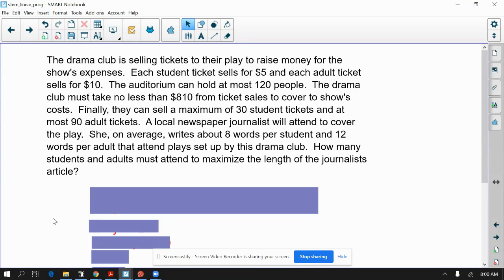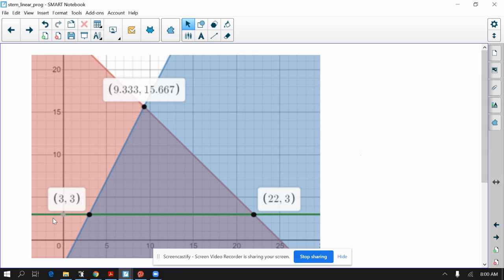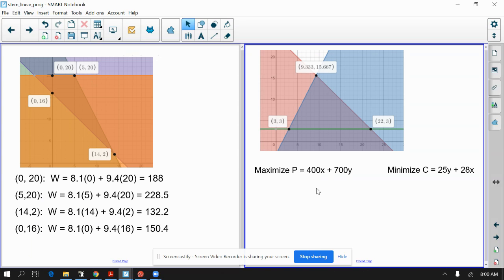So, quick review of the linear programming. We'll study it more tomorrow. Don't forget your midterm is tomorrow. So, what I want you to do is do this. Show me the answers tomorrow.